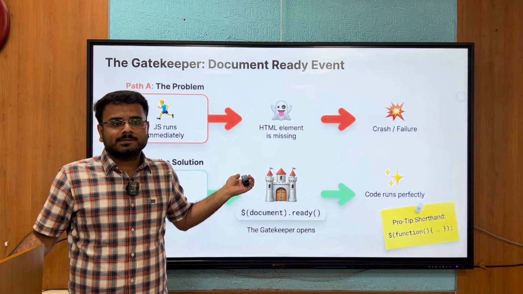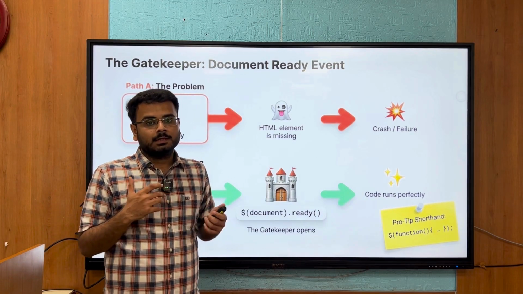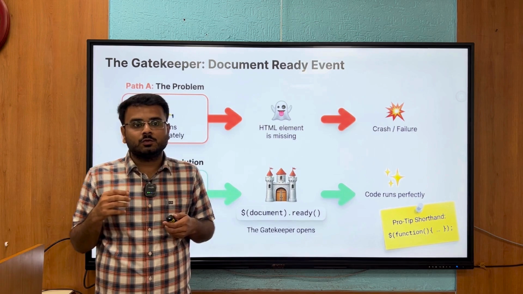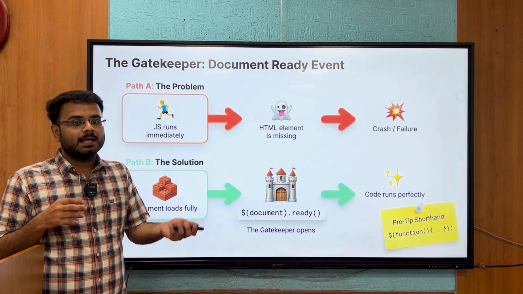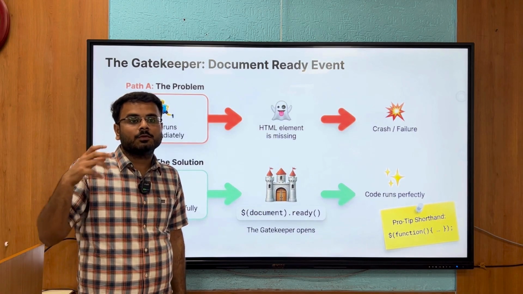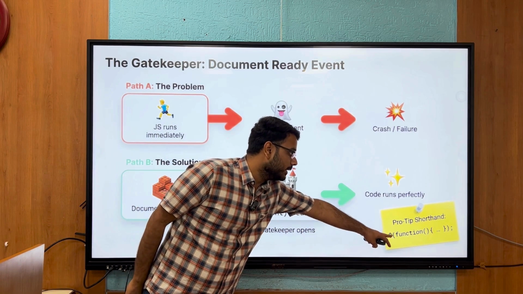For those who want to work faster, there is a pro tip: in shorthand, simply use the dollar function and your events. It does the exact same thing but keeps your file cleaner. These are your pro tip shortcuts.